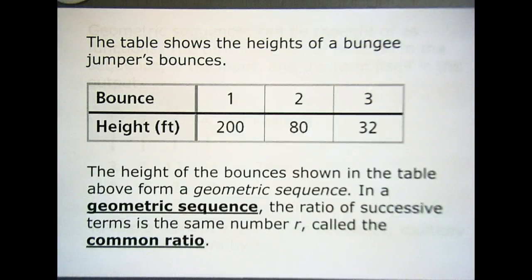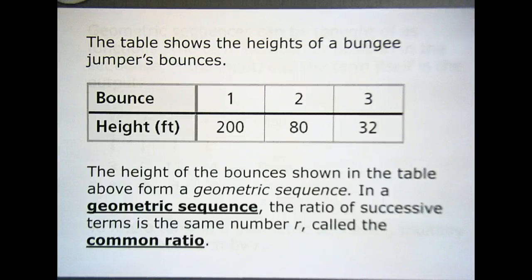This table shows the number of bounces and the height in feet after you bounce that much. Okay, the height of the bounce is shown in the table above, from a geometric sequence. So we have this geometric sequence. The ratio of successive terms is the same number r, called the common ratio.